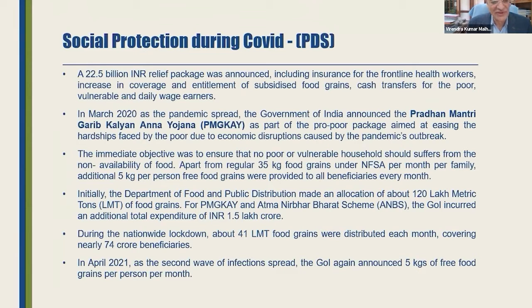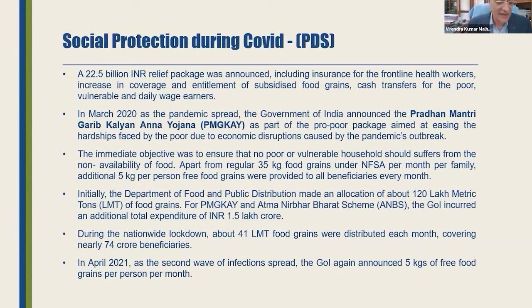In March 2020, as the pandemic spread, the Government of India announced Pradhan Mantri Garib Kalyan Anna Yojana as part of the pro-poor package aimed at easing the hardship faced by the poor due to economic disruptions caused by the pandemic's outbreak. The immediate objective was to ensure that no poor or vulnerable household should suffer from non-availability of food. Apart from regular 35 kg of food grains under NFSA per month per family, an additional 5 kg per person of free food grains was provided to all beneficiaries every month.